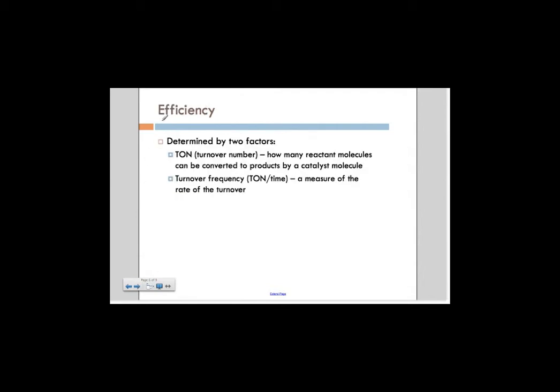Okay, we also need to consider efficiency of the catalyst, and that's really defined by two factors: turnover number and turnover frequency. The definitions of these are listed here. Turnover number is simply how many reactant molecules can be converted to products by the catalyst molecule itself. This is usually a measure of how long that catalyst lasts before it just dies and isn't effective anymore. So you want this number to be as high as possible.